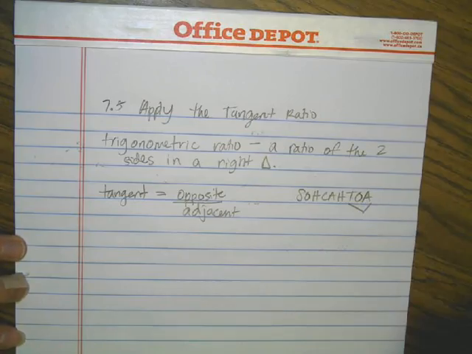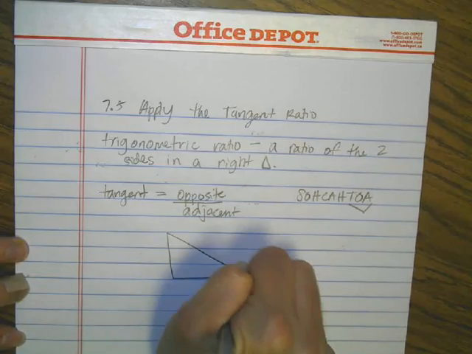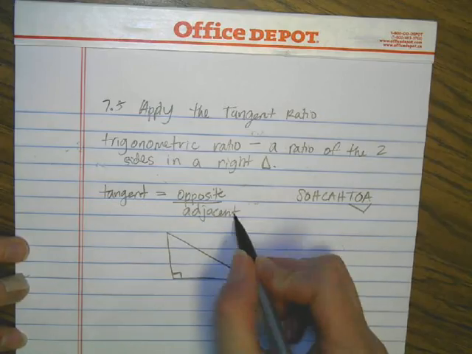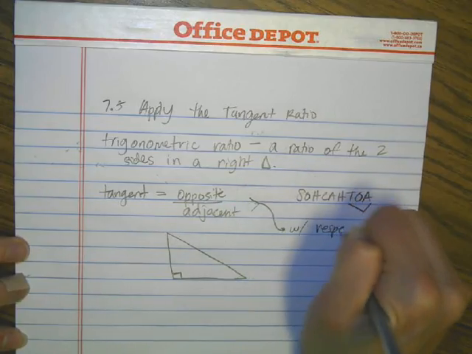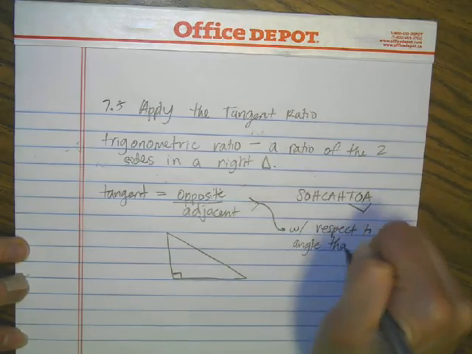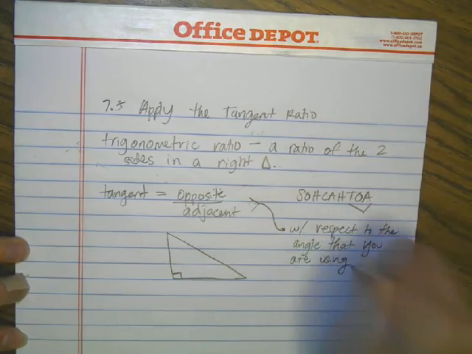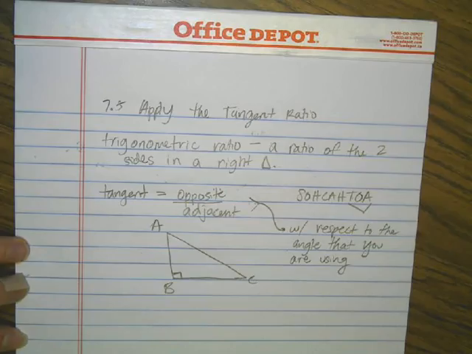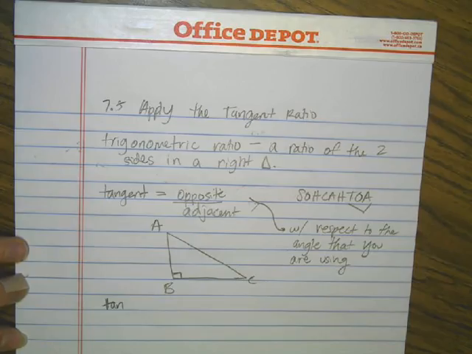So, when we're looking at this, let's say we have a right triangle. When we use the words opposite and adjacent, they refer to with respect to the angle that you are using. So, let's say we have this triangle and it's A, B, C. Now let's say we say tangent of angle C.